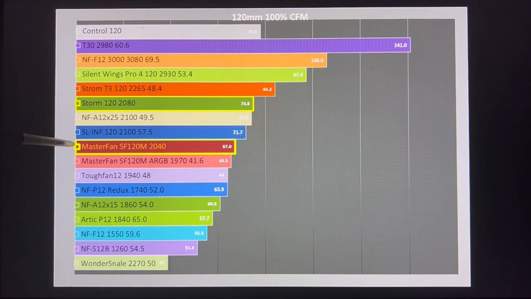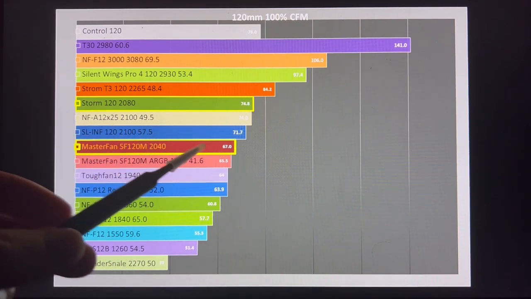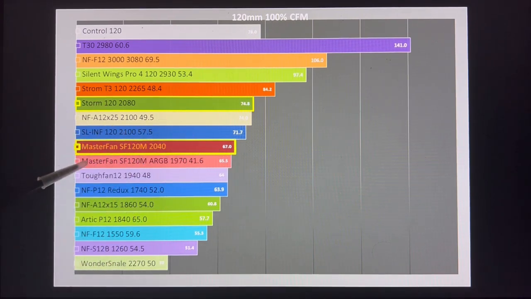Soundlings Pro 120. Here's the Storm T3 moving 84.2 versus the Storm moving 74.8. And they are outperforming, finally outperforming, the Cooler Master Master Fan SF120M, which produced 67 cubic feet per minute of airflow, while the RGB version produced 65.5.